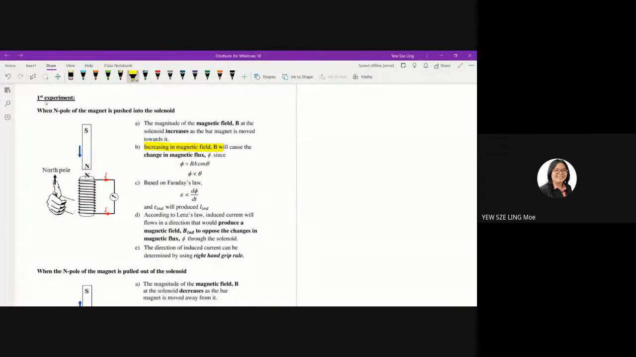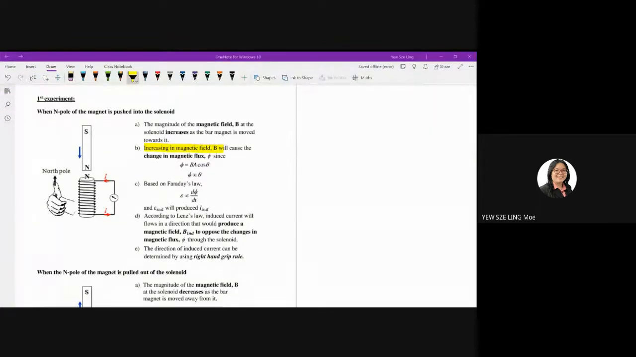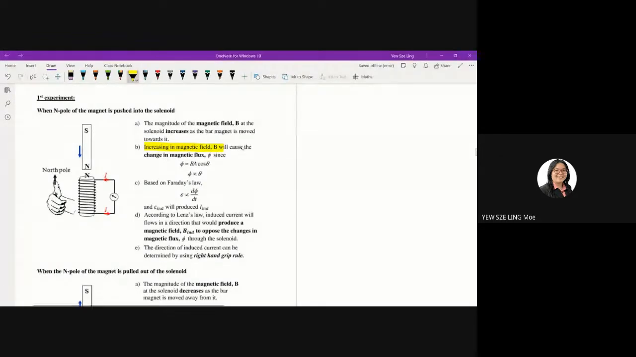Okay, so now you have experiment 1. Just now we were looking at a coil. Now we are looking at this solenoid. You just replace the coil with the solenoid, so basically it's the same. The idea is very similar, just that now you change the object right here.